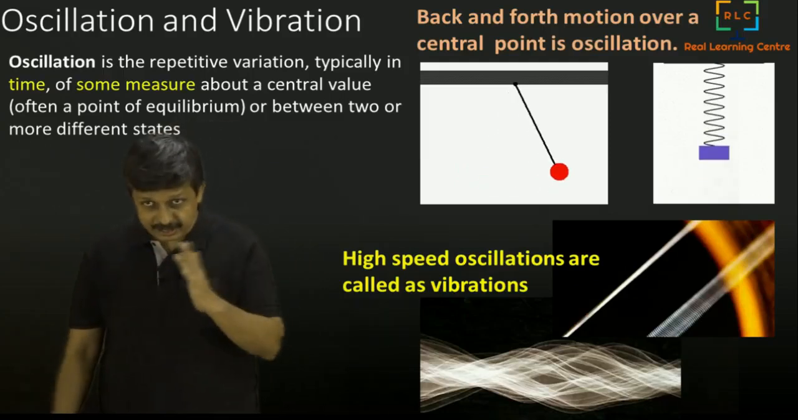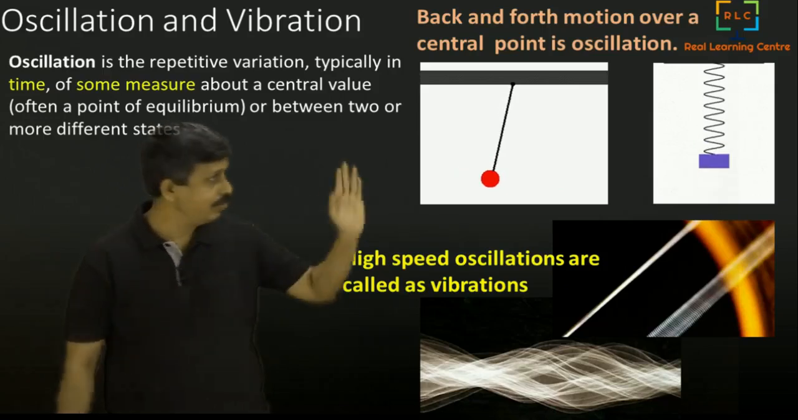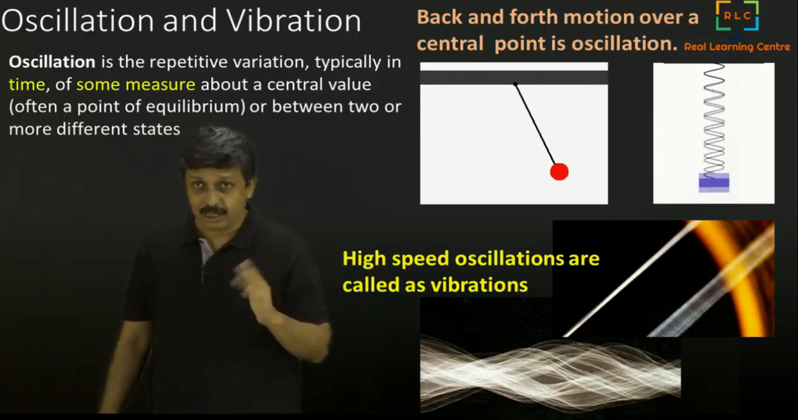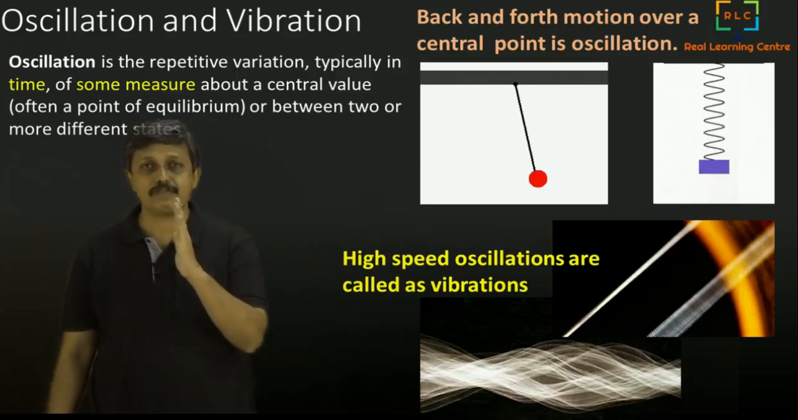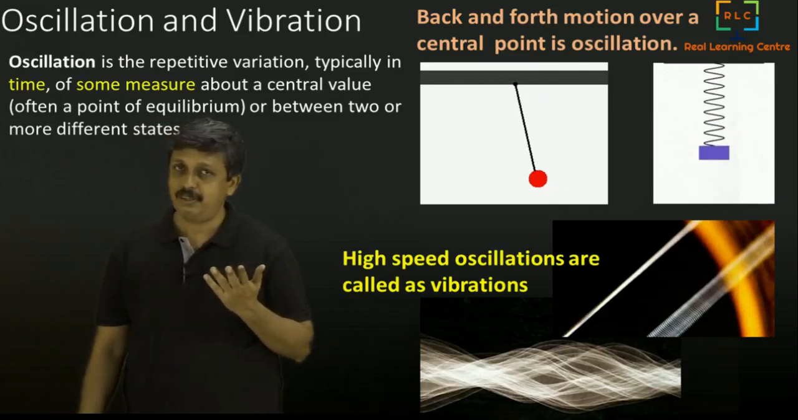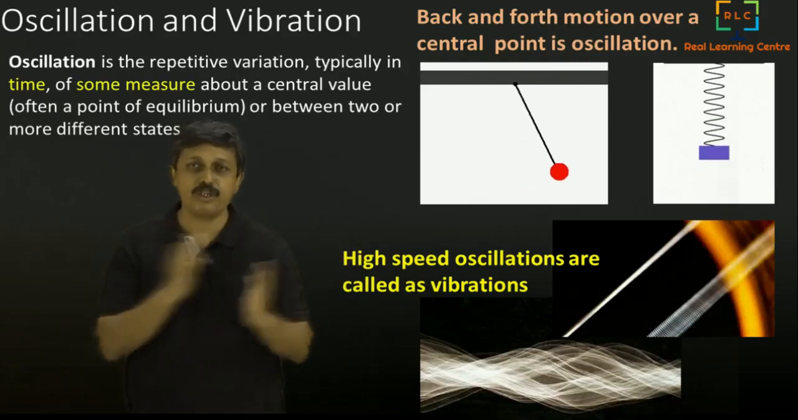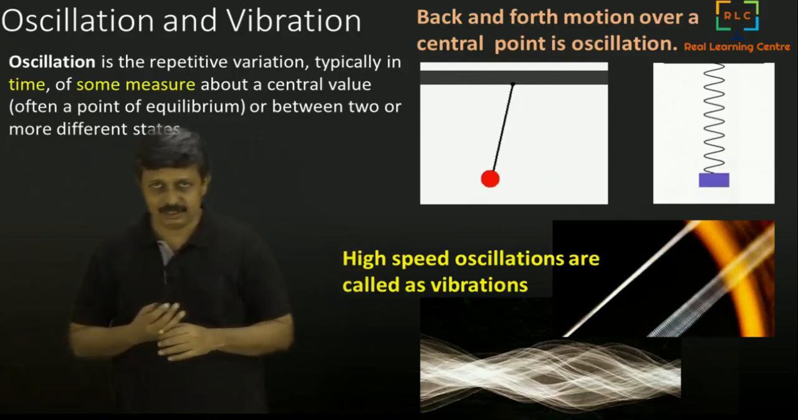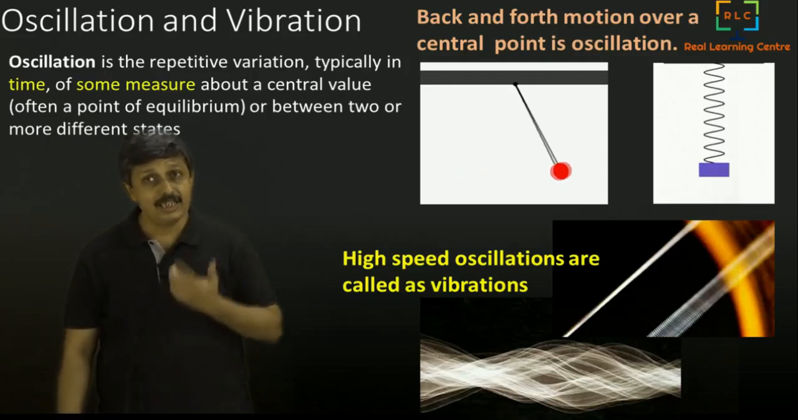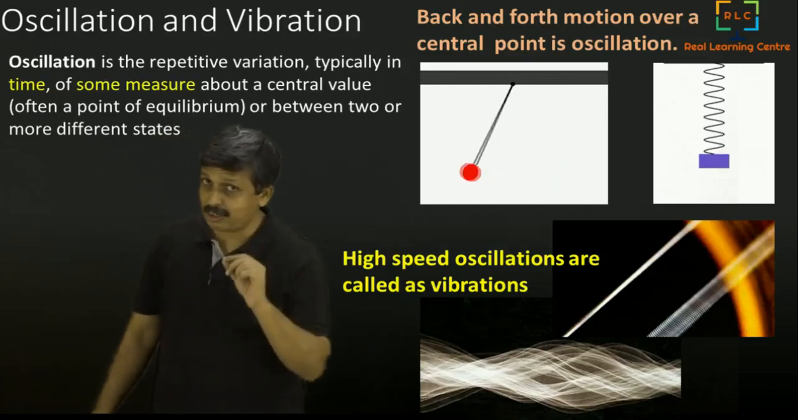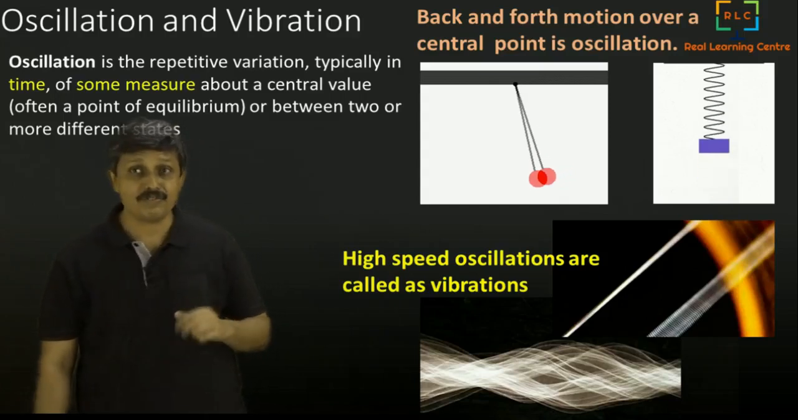So about a critical value, it may be in the middle, say about a central value around which it is moving, or often a point of equilibrium. The middle value is called equilibrium. Or sometimes we don't worry about the equilibrium, we talk about two extreme values and it is going between. It's also called oscillation. Now we have given a definition which is a little more abstract, because this definition will give us the ability to define waves which are not just mechanical. We will see what they are.